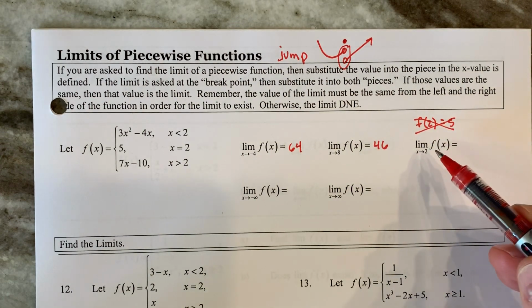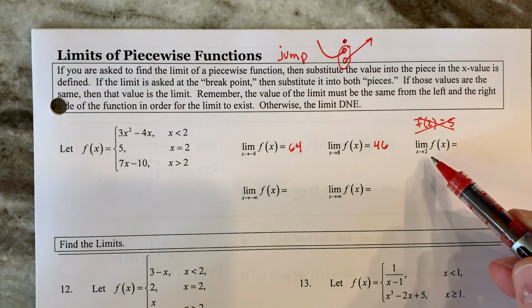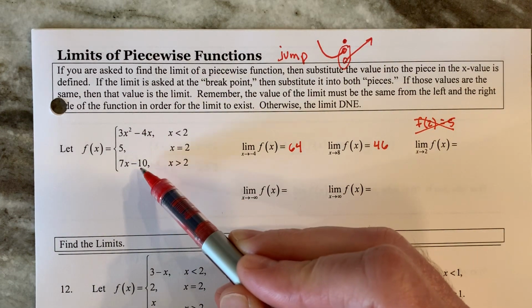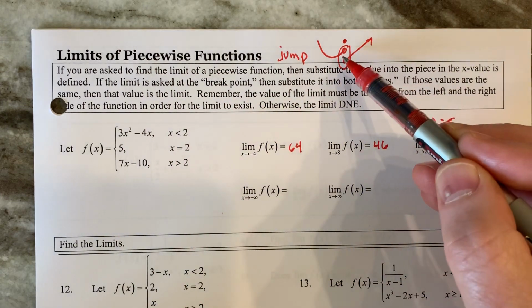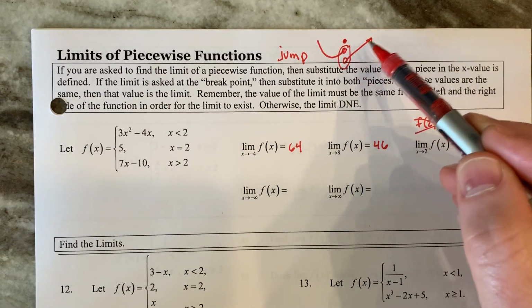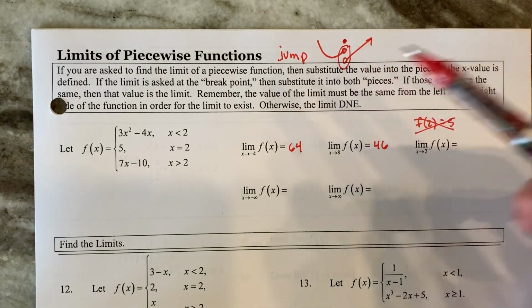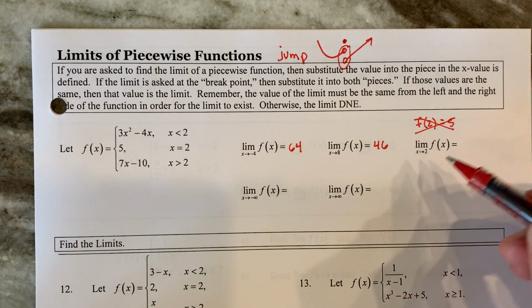So if I'm trying to find the limit of this as x approaches 2, I need to figure out what this part of the graph and this part of the graph are doing. Because like this picture I drew here, one's a parabola, one's a line. I don't know where do they come together? Do they jump? I don't know. Okay, so let me figure it out.